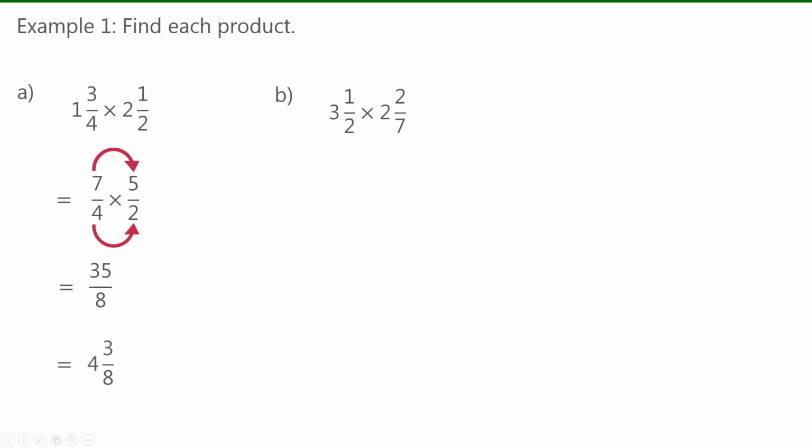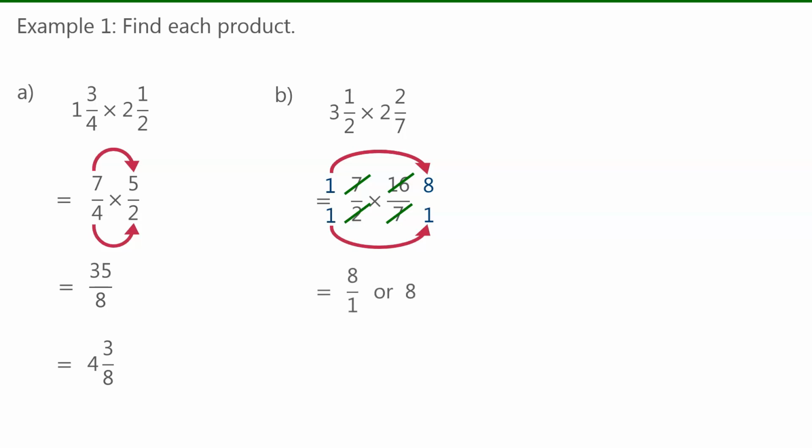Example B, 3 1/2 times 2 2/7. So 3 1/2 becomes 7/2, and 2 2/7 becomes 16/7. Then I look diagonally to see if anything can be reduced. 7 and 7, I know that 7 goes into both of those, so 7 fits into 7 once, and 7 fits into 7 once. And then 2 and 16, I know that 2 goes into each of those numbers, so 2 fits into 2 once, and 2 fits into 16 8 times. So I multiply my new numbers. 1 times 8 is 8, and 1 times 1 is 1. 8/1 is the same as 8.